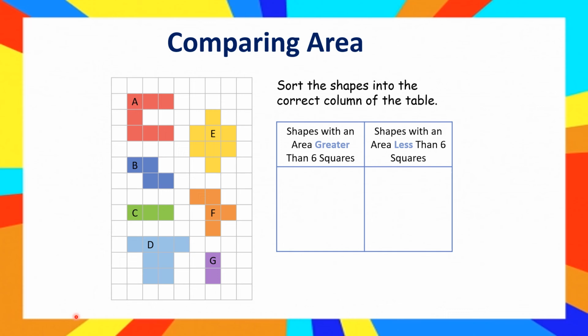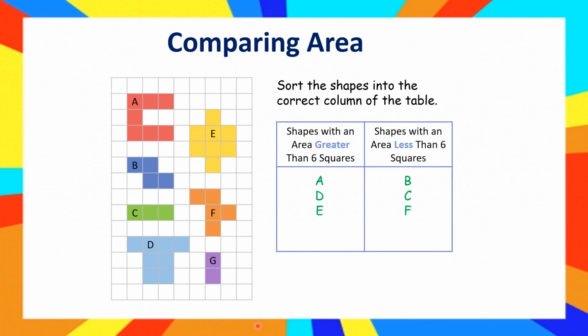Welcome back. How did you get on? Now let's see if our answers and yours are the same. So shape A has squares greater than 6. Let's count. 1, 2, 3, 4, 5, 6, 7. It has 7 squares, so it is greater than 6, and that is why it is in this place, because here says shapes greater than 6 squares should be written here. Shape B has an area less than 6. Let's count. 1, 2, 3, 4. That's why it's there. And then on and on with the rest of them.